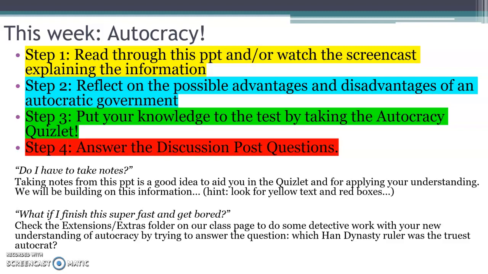What if I finish this super fast and get bored? I have put together an awesome extensions activity where you will start the process of looking at how this actually applies to real life. We're going to look at the Han Dynasty. We will look at contemporary examples too in the future. So this will help you start to see how autocracy actually looks in the real world. All right, let's take a look at this.